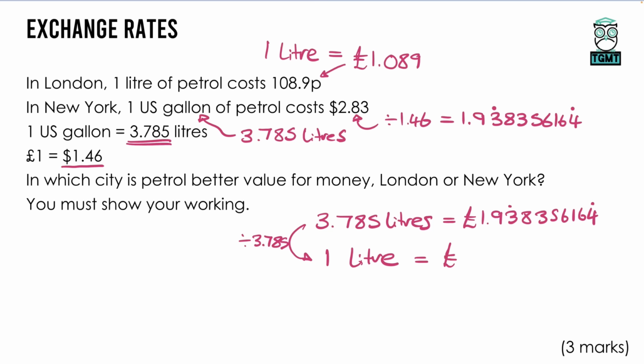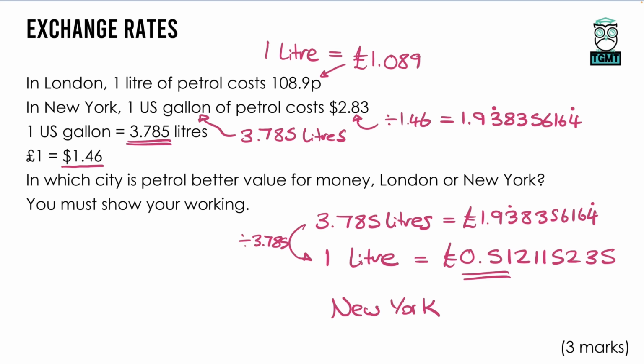So if we do that, we have the big long decimal there divided by 3.785, and that comes out as 0.51211523.5. Now ultimately we don't need to write all those decimals because it was £1.08 in London, and in New York it's only, if we round it, 51 pence. So in terms of where it's better value, we would say New York is better value. I won't write down all the words there. We'll just say New York is better value, and obviously we have our working out that shows that 1 litre in London is £1.08 and 1 litre in New York is 51 pence.